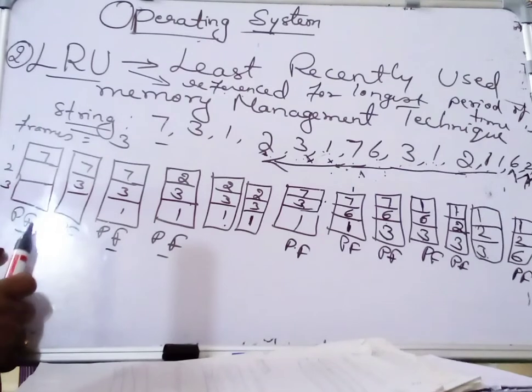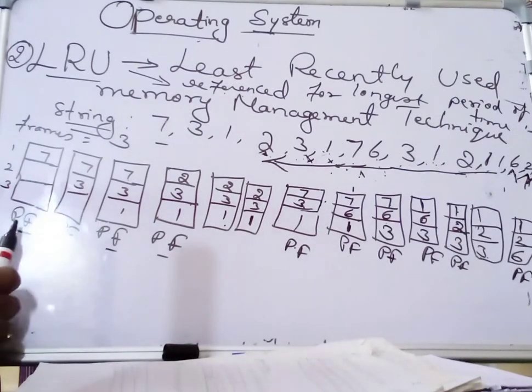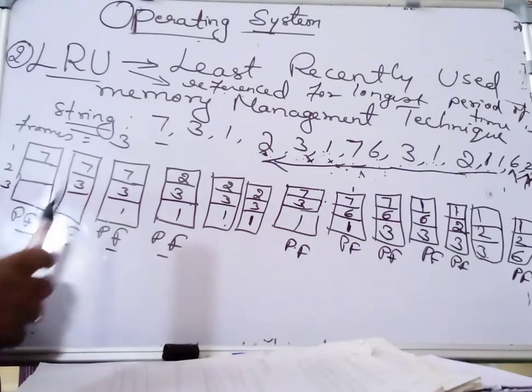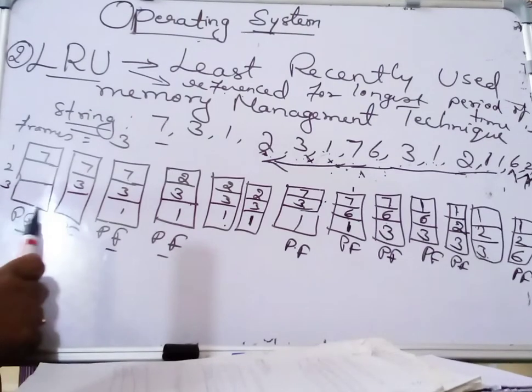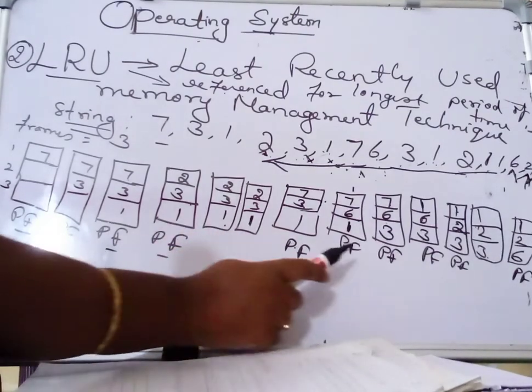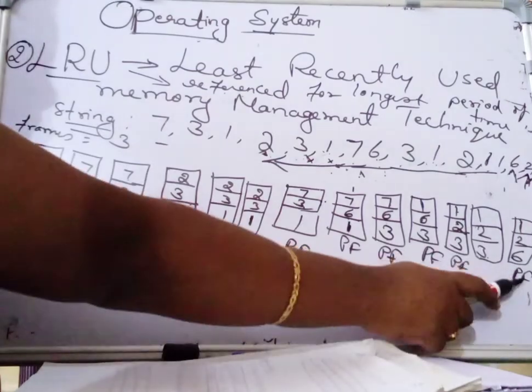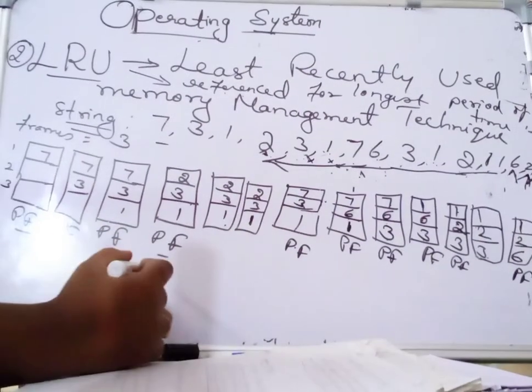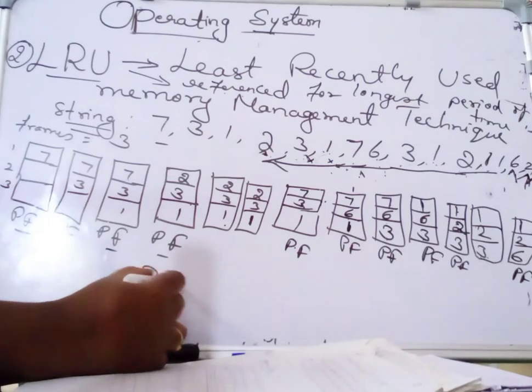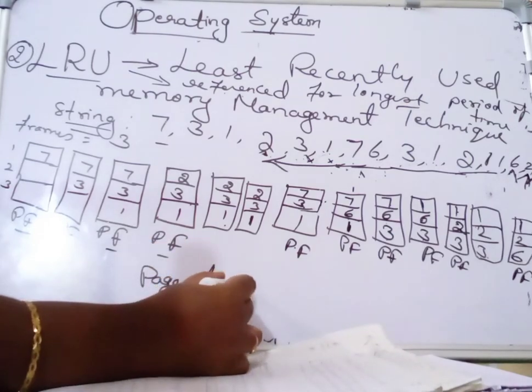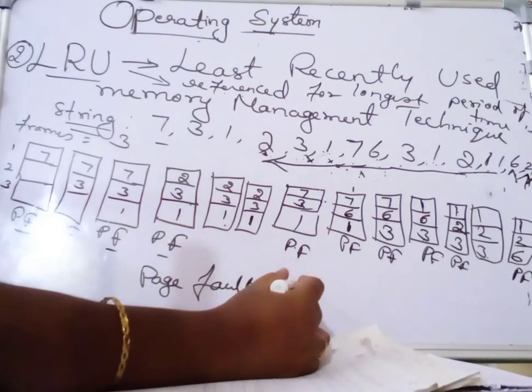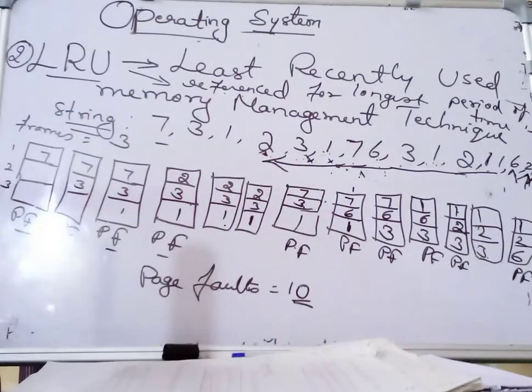A page fault means that the required page was not available in the memory and the OS loaded that new page into memory for execution. That is called a page fault. So here count the number of page faults. 1, 2, 3, 4, 5, 6, 7, 8, 9, 10 page faults. So the number of page faults using LRU was 10. Okay guys, we got 10 page faults.